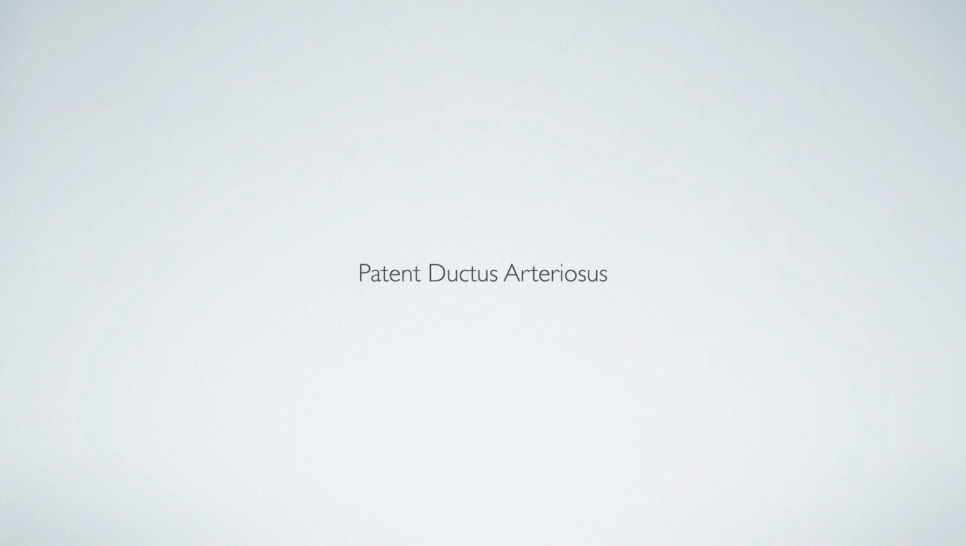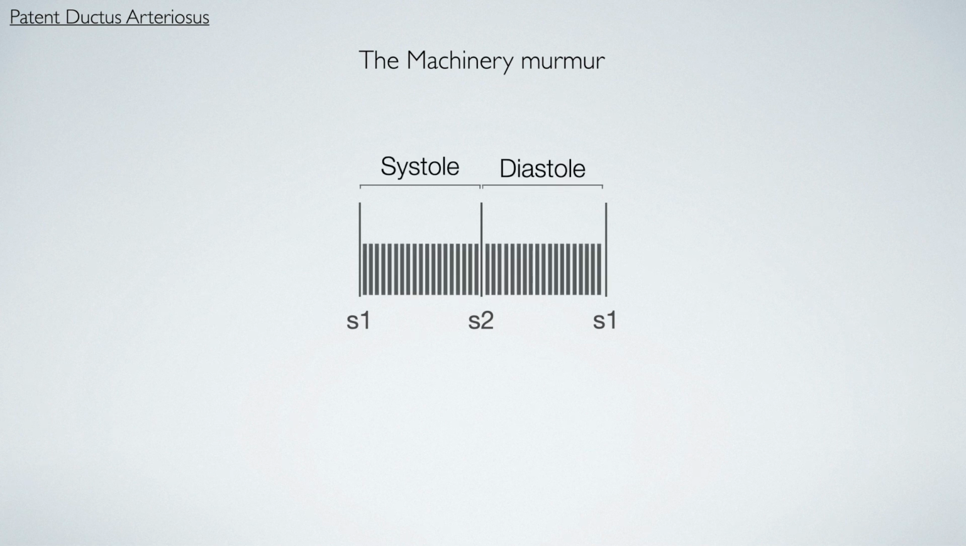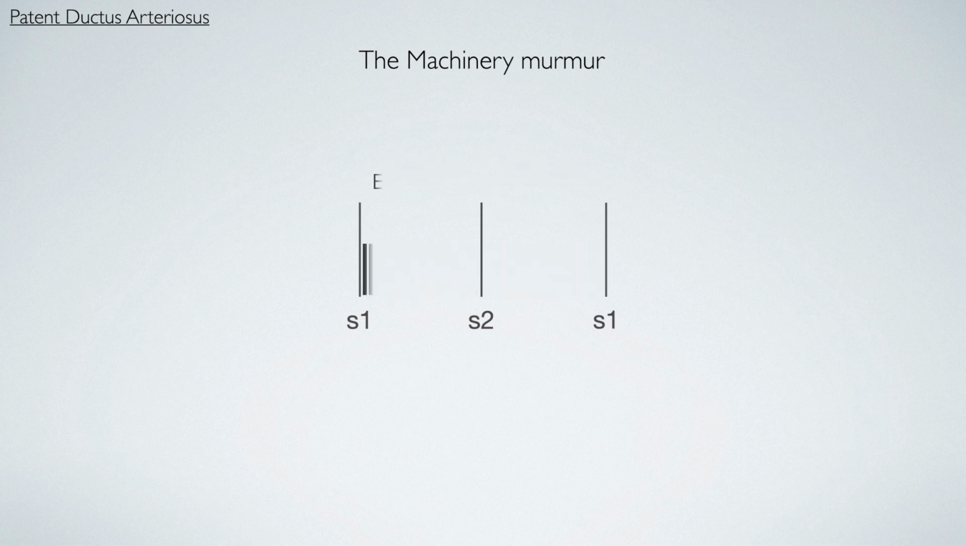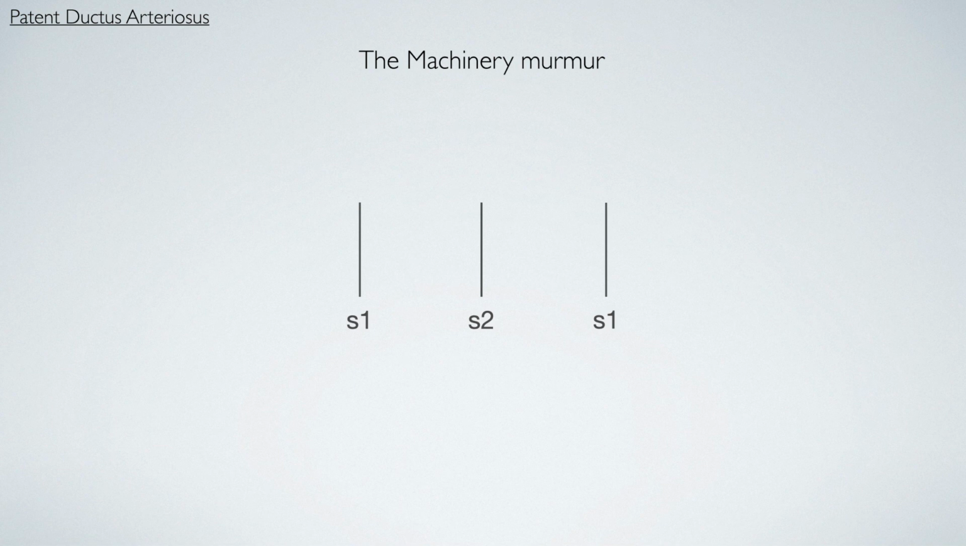Our final murmur in the series is that of patent ductus arteriosus. This is described as a machinery murmur, and it occurs throughout systole and diastole. The murmur is represented visually with a plateau wave that runs throughout systole and diastole. To help commit this one to memory, think about a continuous burring sound that runs the whole length of the cardiac cycle. We'll add in the murmur now so you can appreciate this.